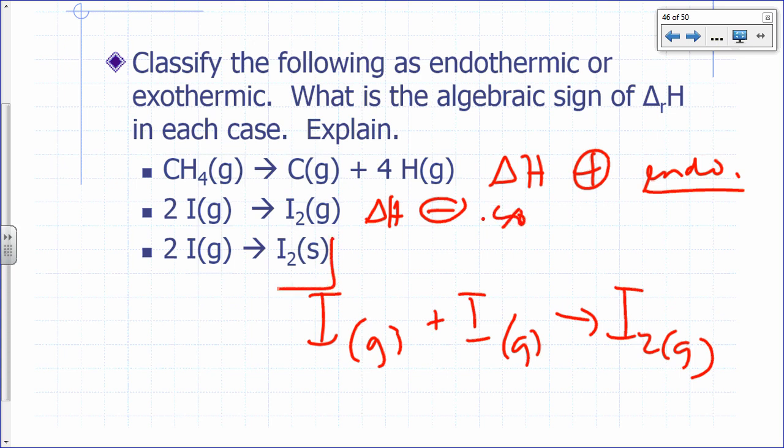How about this one? 2I gas to I2 solid. Even more exothermic, because to get your I2 gas to come closer to each other to form a solid is also exothermic. That would be the opposite of sublimation, which is also exothermic. So delta H for this is also negative. This is also an exothermic reaction.